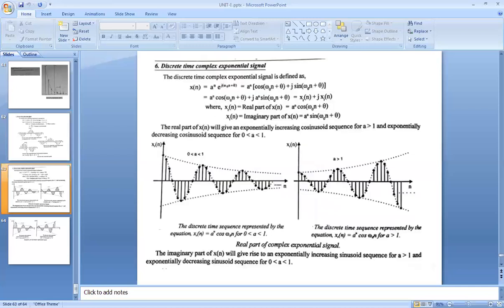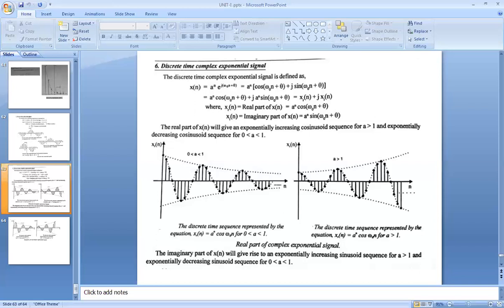now the next signal is the discrete time complex exponential signal. Now here we already learned about the exponential signal, but it was a real exponential signal. Now we will talk about the complex exponential signal. Now the complex exponential signal is defined as x of n is equal to a raised to n into e raised to j omega 0 n plus theta. Okay. Now here the e raised to j theta expression is solved as a raised to n in bracket cos omega 0 n plus theta plus j sine omega 0 n plus theta.